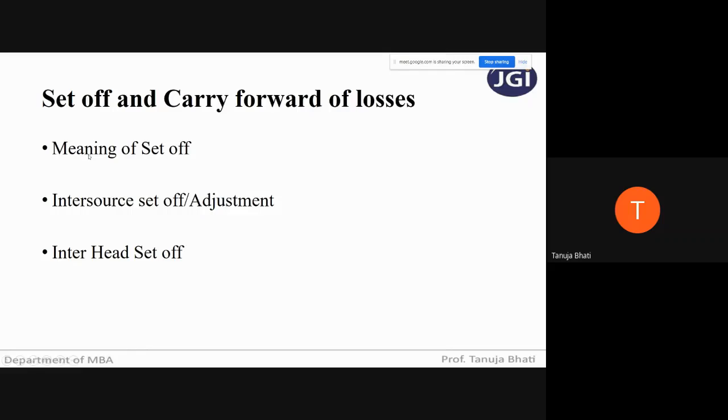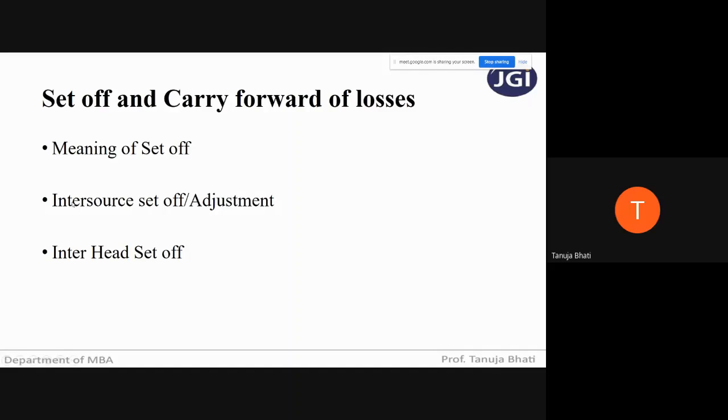Did everyone understand what set off means? Set off will come into picture only when there are losses either under any source or under any head of income. Did everyone understand set off and what is the meaning of set off? Yes, ma'am. Okay.